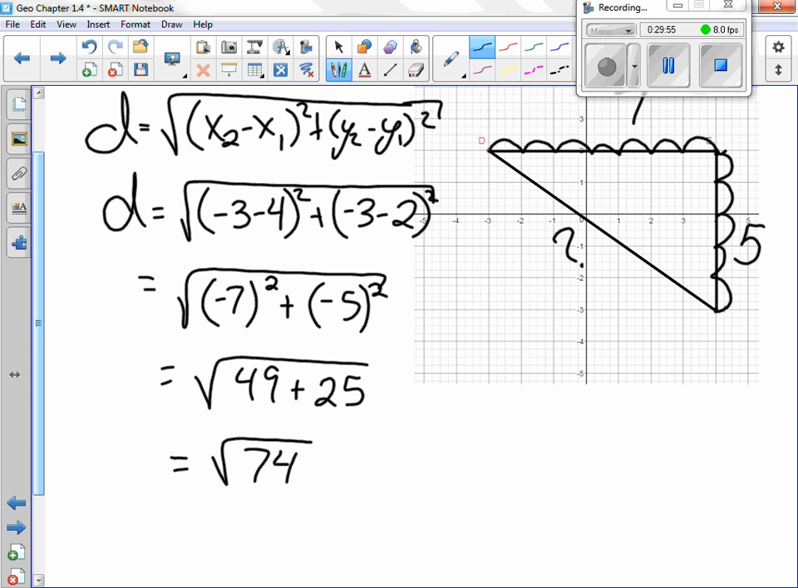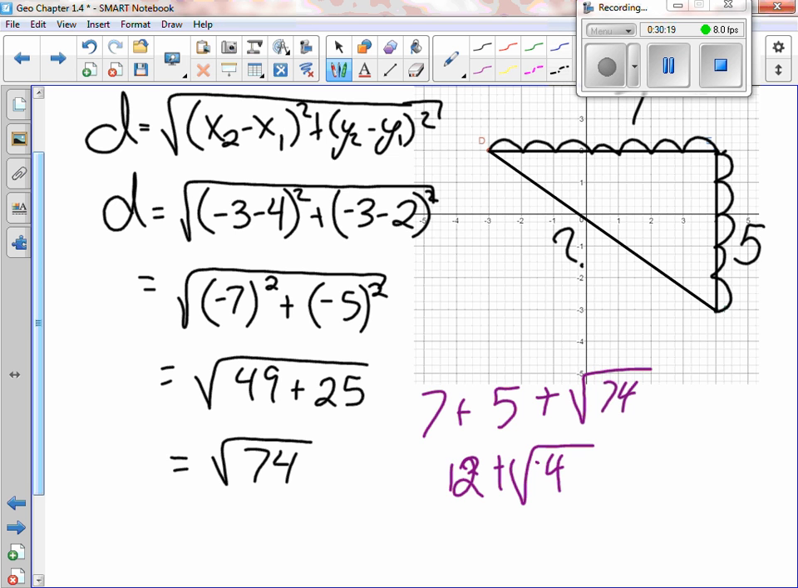Any questions on how we found our 3 sides? Now what do we need to do to finish this? We're going to do 7 plus 5. Well, I can add 7 and 5 and I get what? 12, yes. Plus the square root of 74. 12 plus the square root of 74 would be our perimeter. The distance around the figure, around the shape.